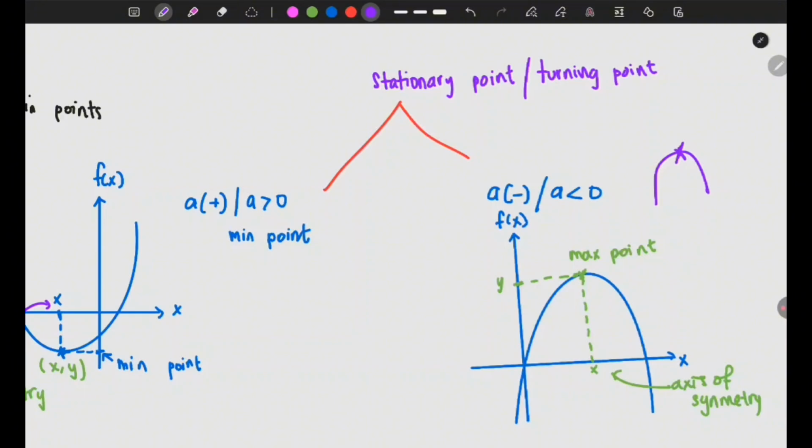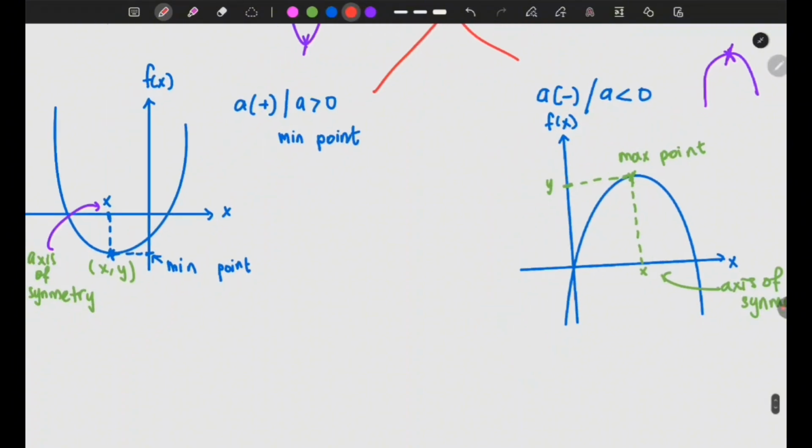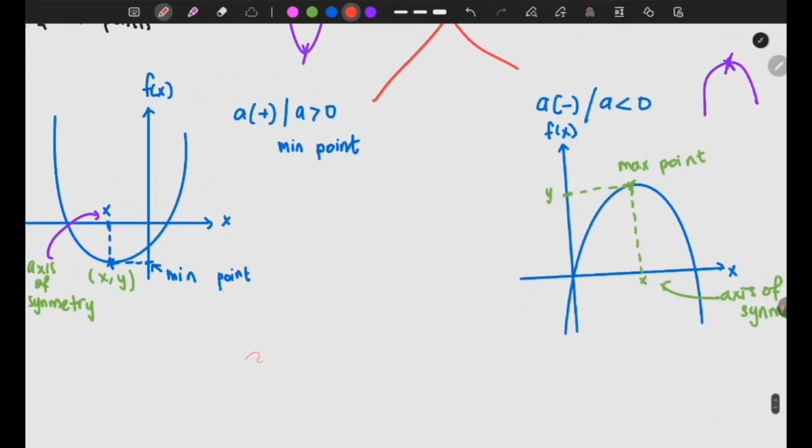So you just need to refer to the a value. The a is very important. How do you know whether your a is negative or positive? I hope you should know. You just have to refer to the quadratic function, the general form, ax squared plus bx plus c. From this, if you see a negative a, your graph will look like this. Positive, your graph will look like this. And now, that's not the matter.